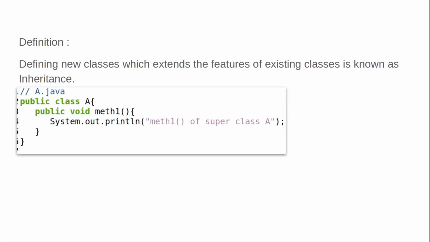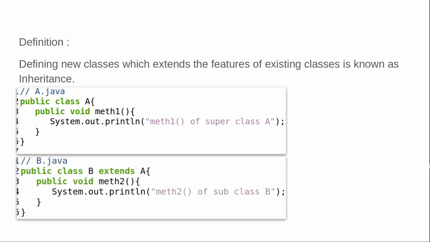For example, there is a class called A with only one member method. In this method, there is not much business logic, just simply displaying the significance of the particular method. Now, I have another class called B. This class B is also going to have only one method, and that method is again displaying the significance of the method.